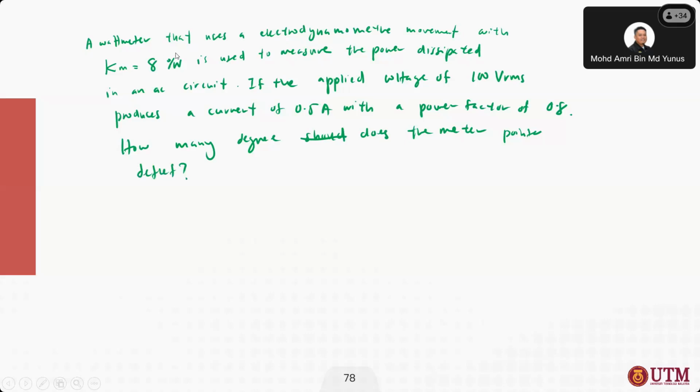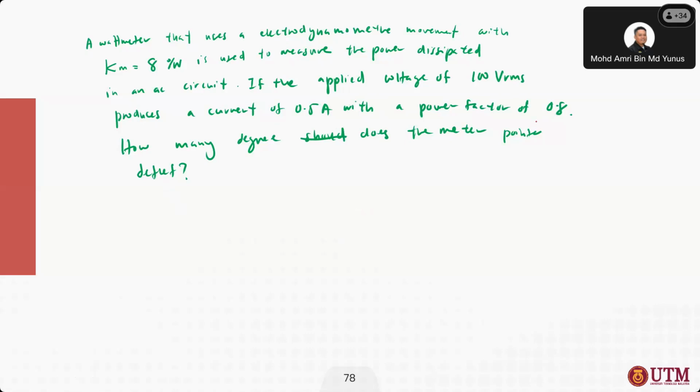Okay, so basically a wattmeter that uses the electrodynamometer movement with Km, 8 degree per watt. Km is basically a constant. I will show you the equation. It's used to measure the power dissipated in the AC circuit. If the applied voltage of 100 VRMS produces a current of 0.5 ampere with a power factor of 0.8, how many degrees does the meter pointer deflect?